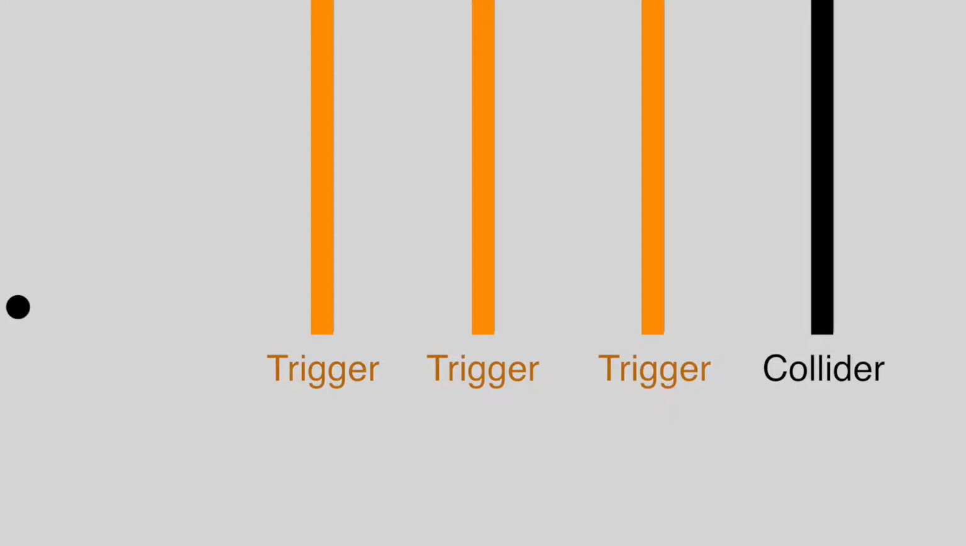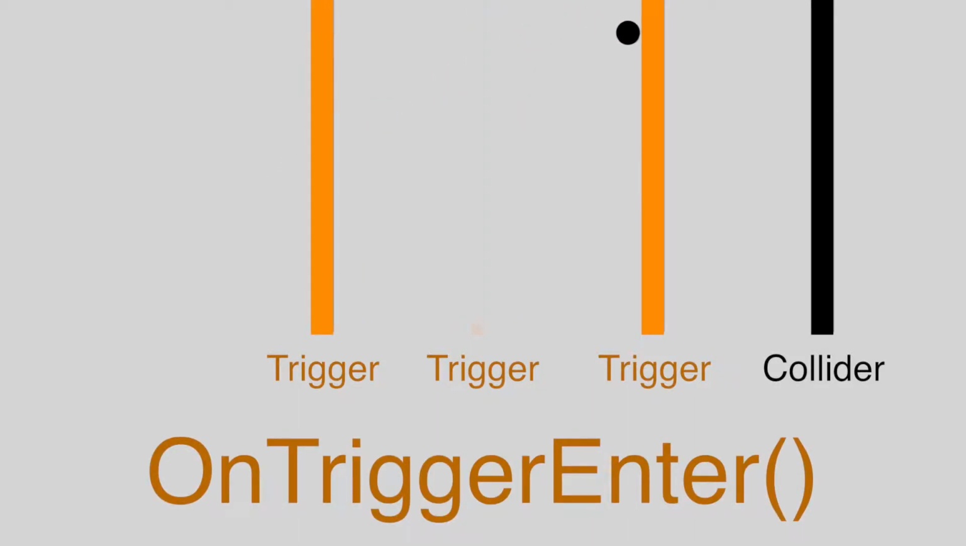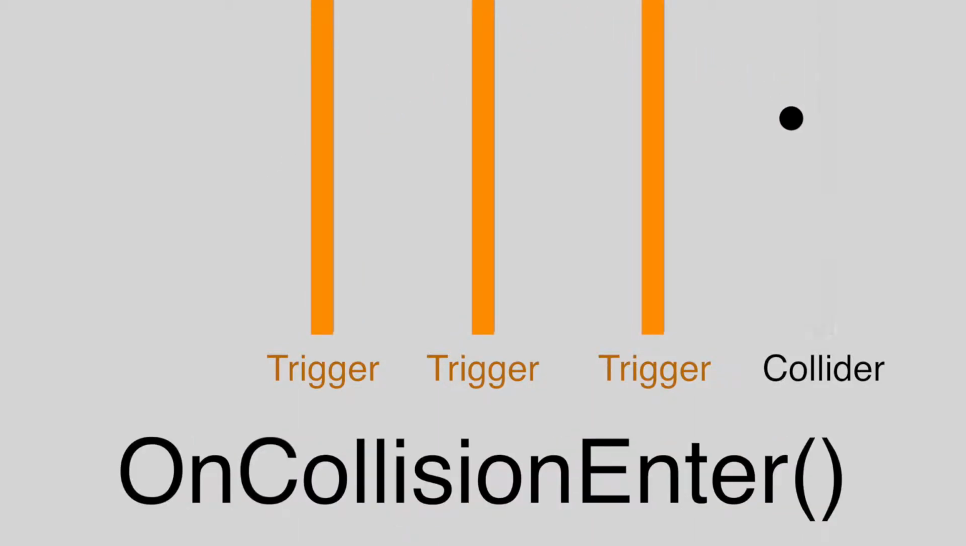Here our ball is traveling through the game field. There are some game objects with colliders and triggers. On this image, colliders are solid black and triggers are orange. If the ball goes through a trigger, the OnTriggerEnter method will be activated. When the ball hits a collider, the OnCollisionEnter method will become active.